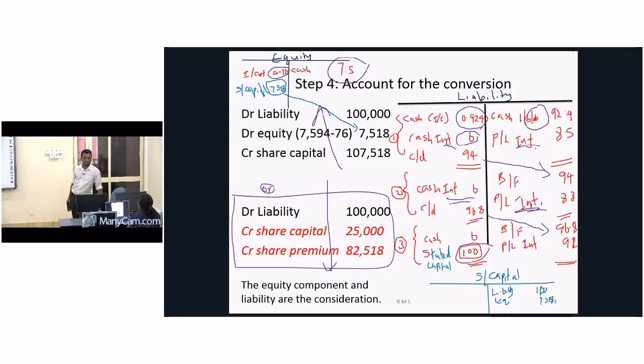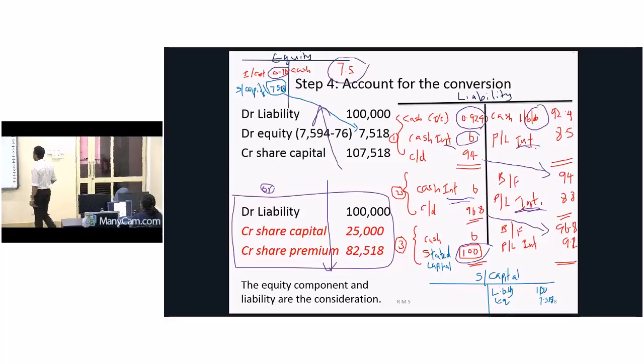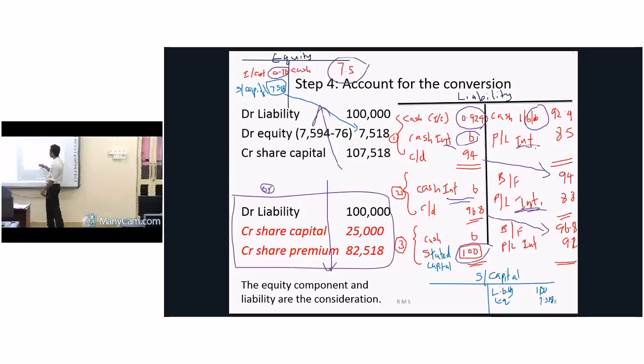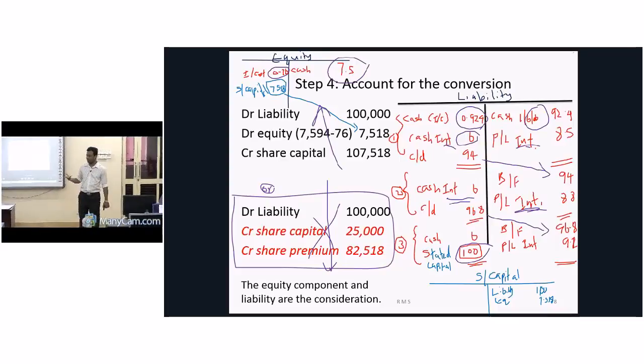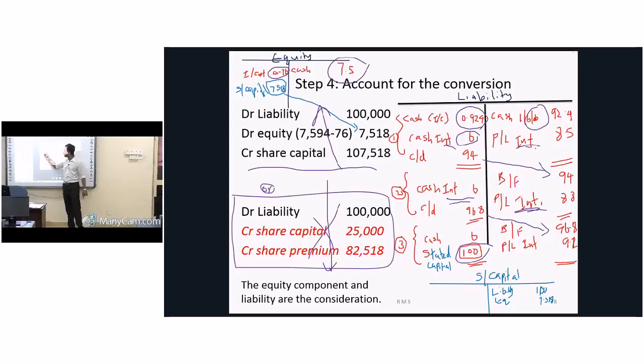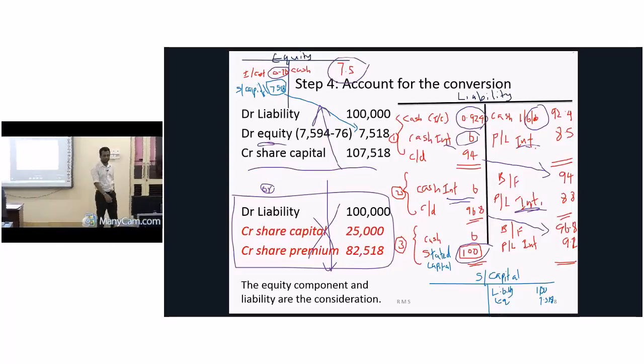Then you can compare. Because in our country, we don't recognize something called share premium. So therefore, in our practice, we don't account like that. So then you have to understand why it is so. In our country, we have to write the double entry like this. This is what we call other components of equity. Understand?